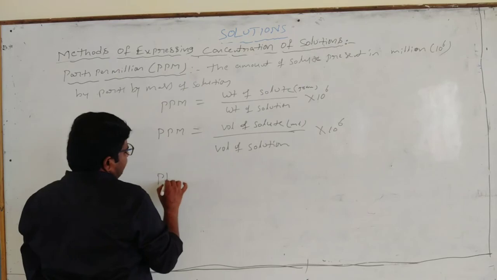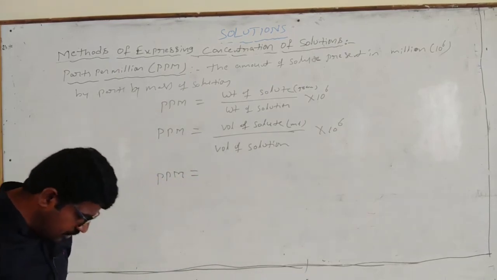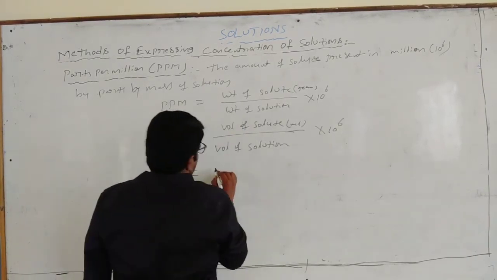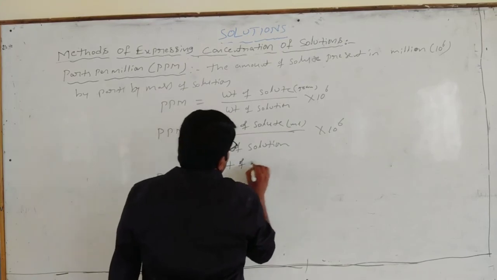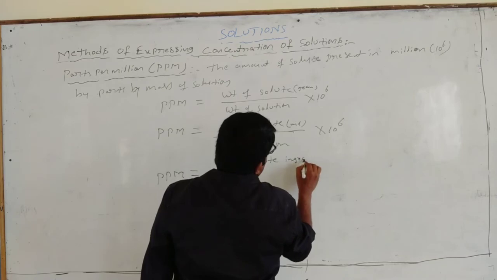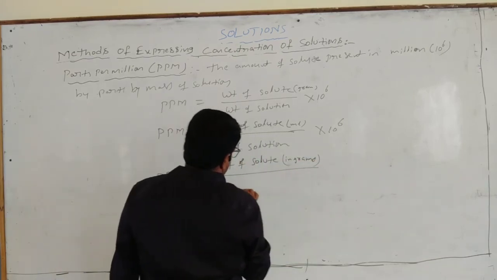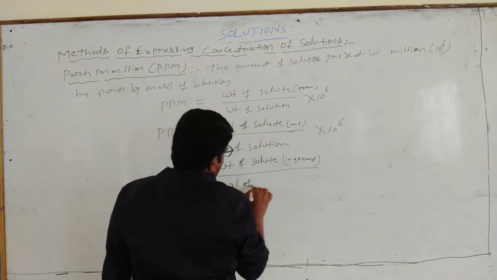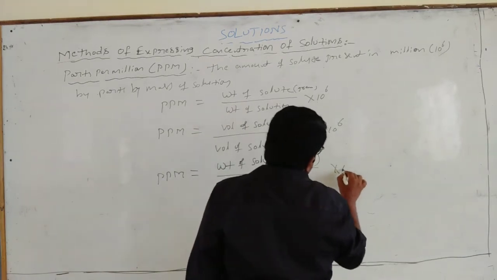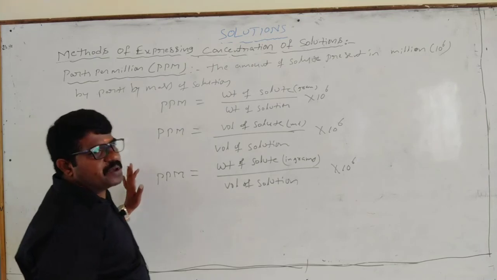Now one more is ppm related to weight by volume. How to express it? Weight of solute in grams by volume of solution into 10 to the power of 6. So this is parts per million.